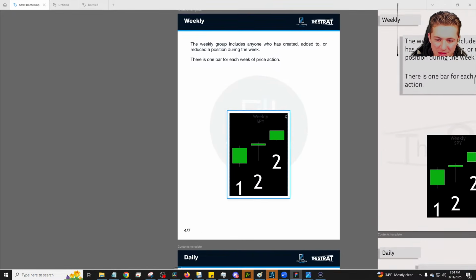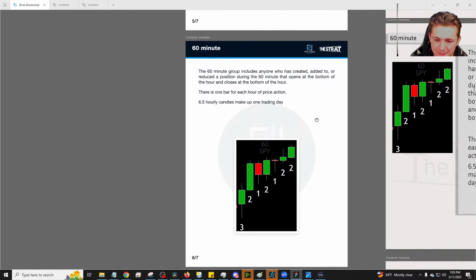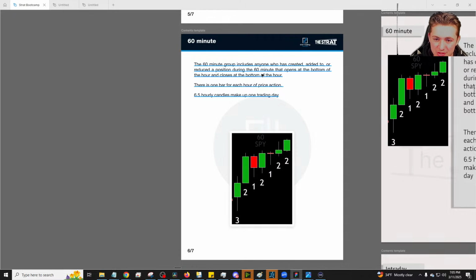The weekly group, same thing. Anyone that bought, or you could say created, added to, or reduced a position during the week. The daily group, same thing. Created, added to, or reduced a position during the day. And then the 60 group. Anyone that has created, added to, or reduced a position during the 60 minutes that opens at the bottom of the hour and closes at the top of the hour, or closes at the bottom of the hour.